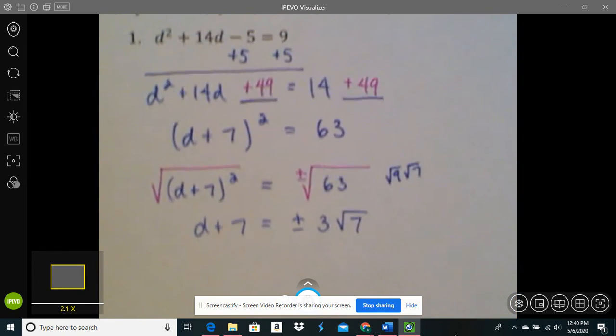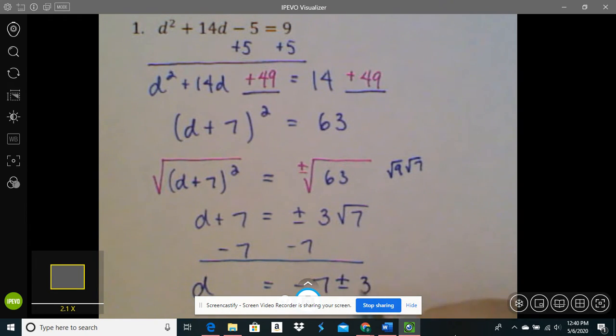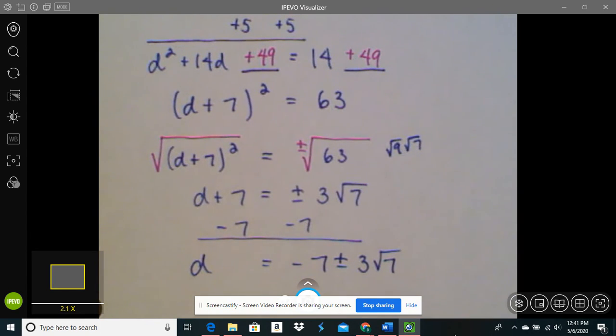Remember now, we want to solve for D. So what am I going to have to do? I'm going to have to subtract 7 from both sides. So when I do that, I'll get negative 7 plus or minus 3 square root of 7. Okay? And that's what you do.